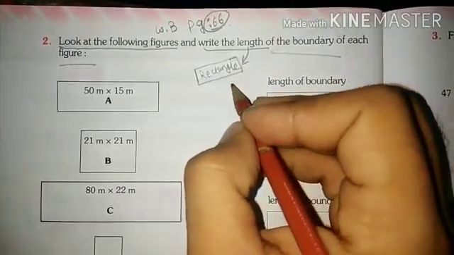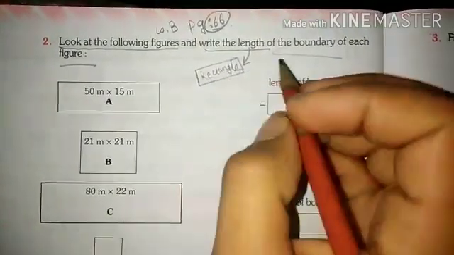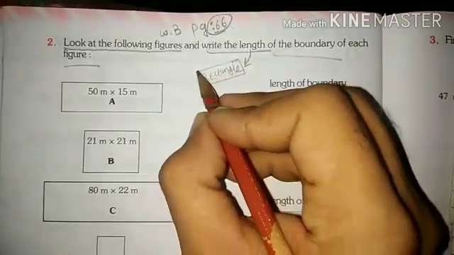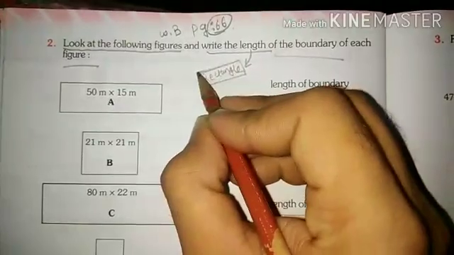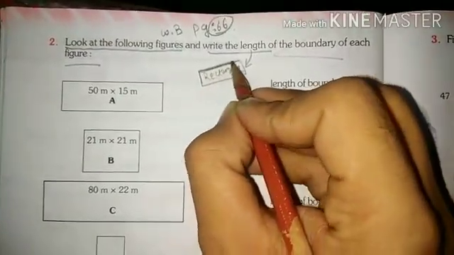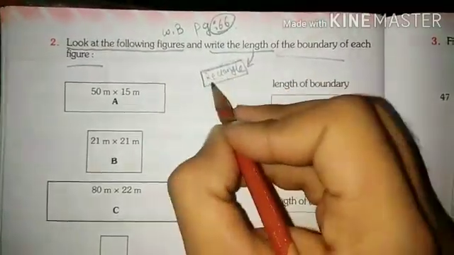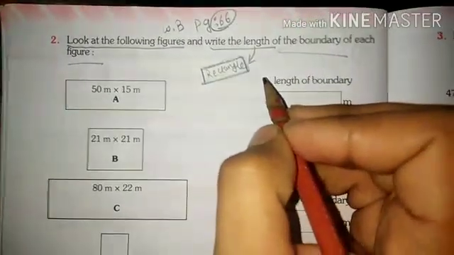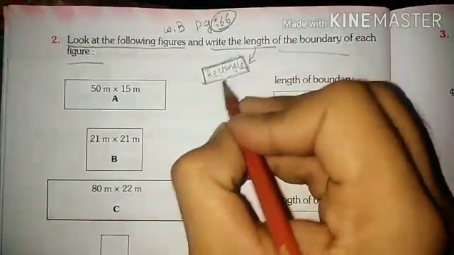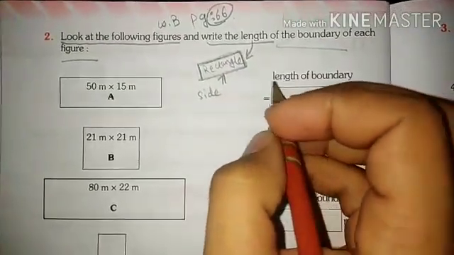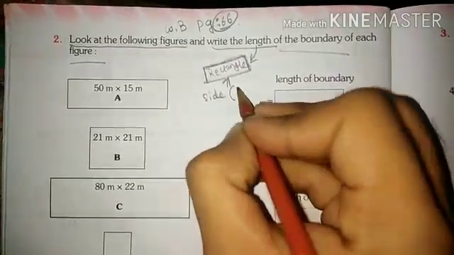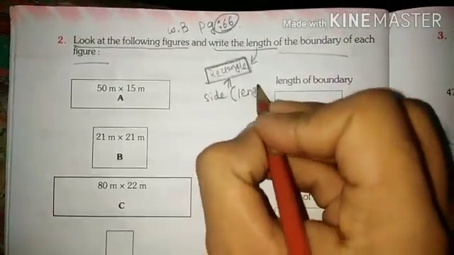So whenever I have been given any of the figures, the figure comprises various sides. This is a rectangle, this is the first side, this is the second side, this is the third side, and this is the fourth side. So in the rectangle I have been given 4 sides. I can write it as the side. In other words, I can term the side as length also.